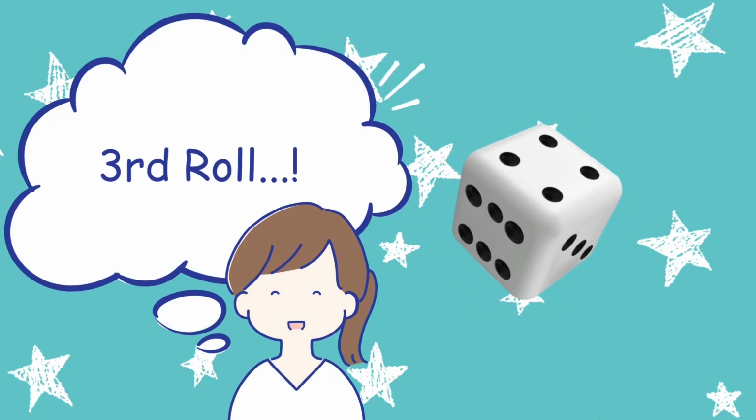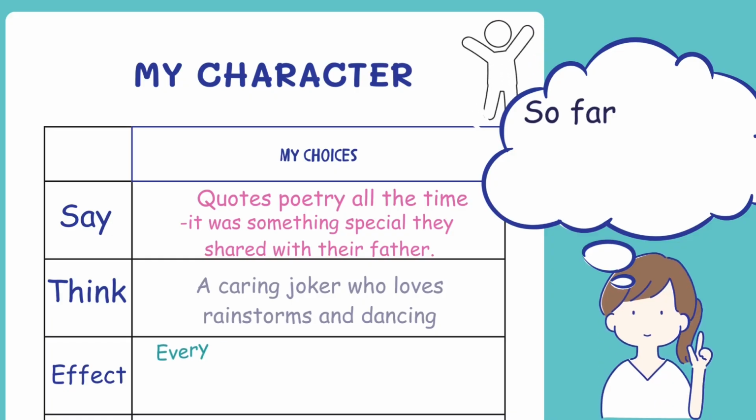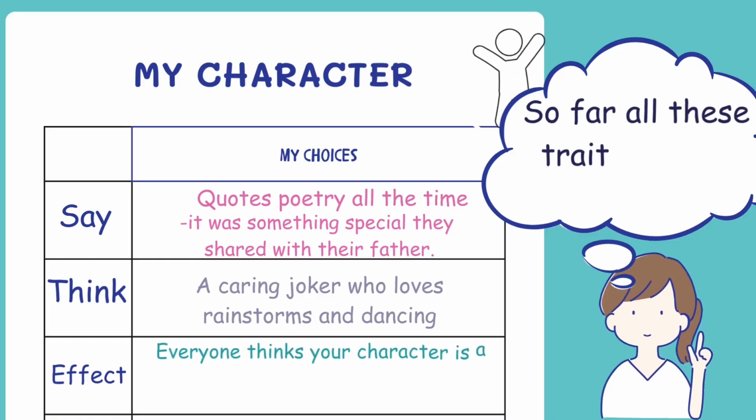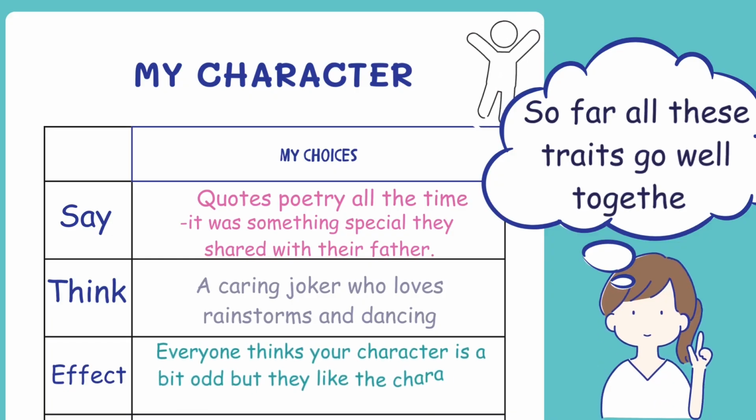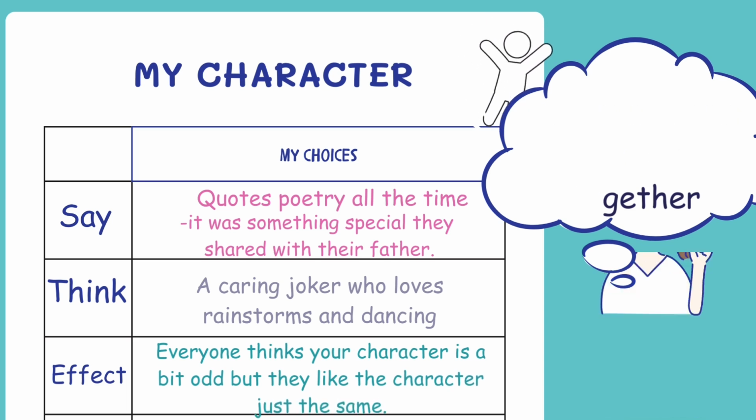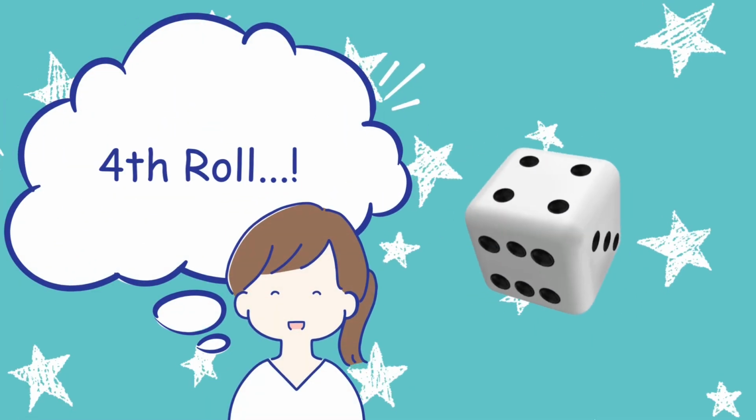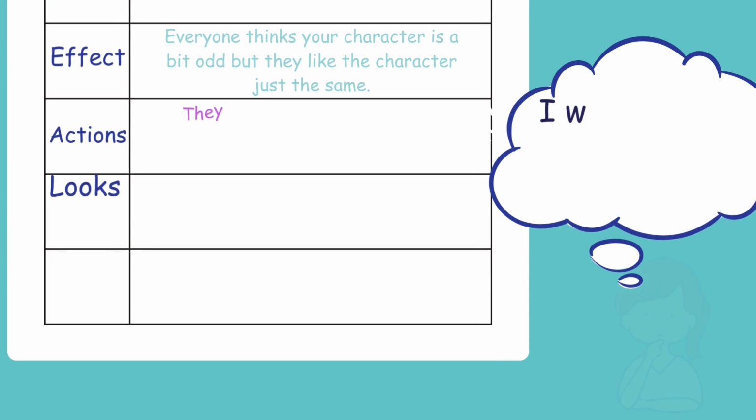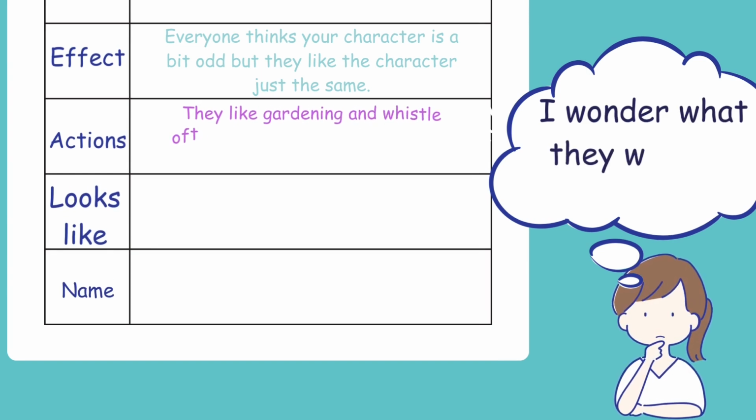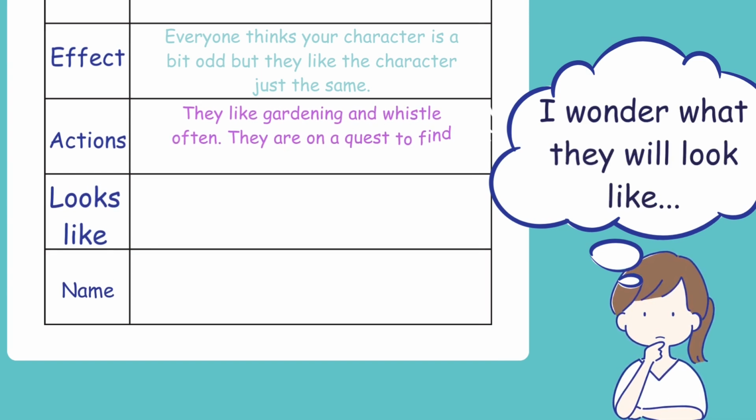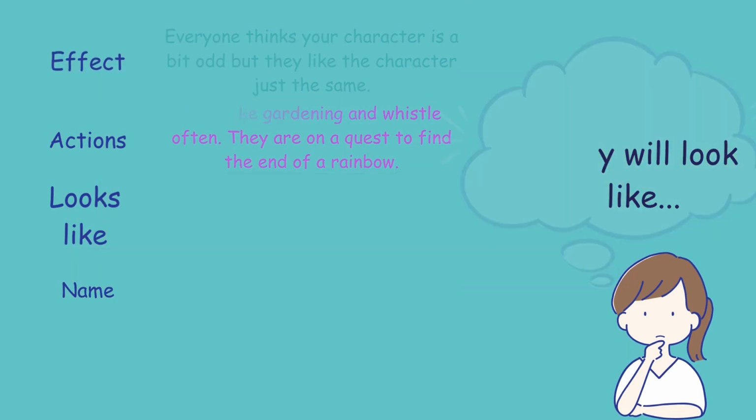Third role. Everyone thinks the character is a bit odd, but they like the character just the same. So far, all these traits go really well together. Fourth role. They like gardening and whistle often. They're on a quest to find the end of a rainbow. I wonder what they will look like.